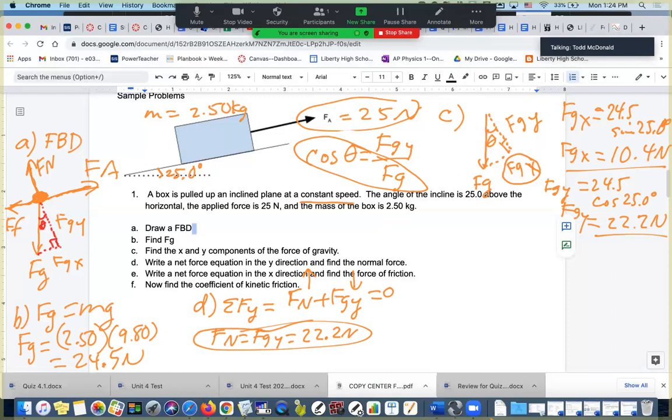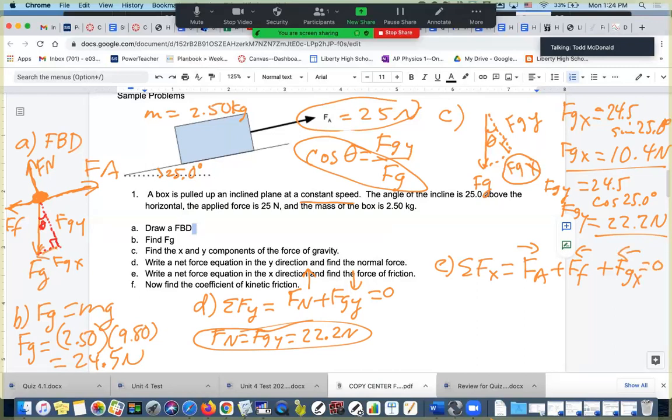Now in the x direction, it says write a net force equation in the x direction and find the force of friction. If I look in the x direction, actually, I've got three forces. I've got an applied force, which is to the right. I have a force of friction, which is to the left. And then we also have a force of gravity in the x direction, because that's tilting back downward. So that's also to the left.